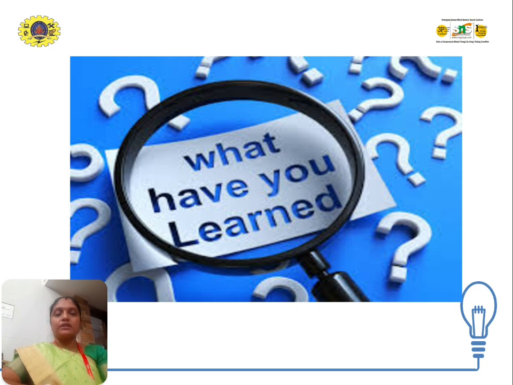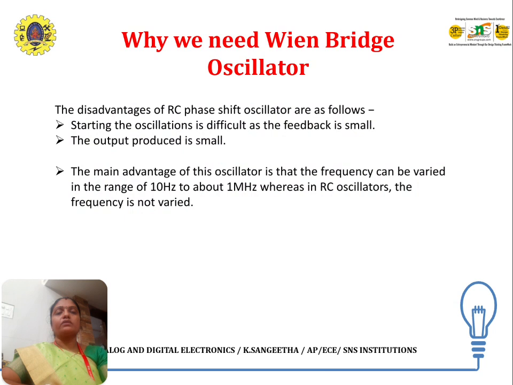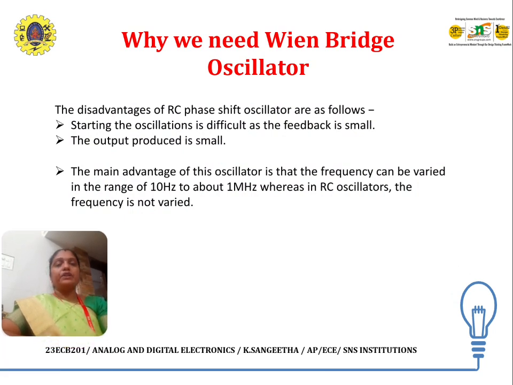RC oscillators are mainly used to produce oscillations in the audio frequency range, and in RC phase shift oscillator there are three RC networks, and each RC network produces 60 degree and the amplifier produces 180 degree, so totally 360 degree. So let us move on to the Wien Bridge oscillator. Why do we need Wien Bridge oscillator?